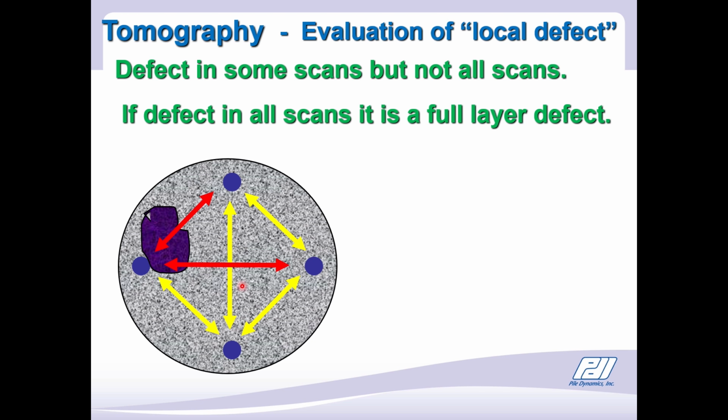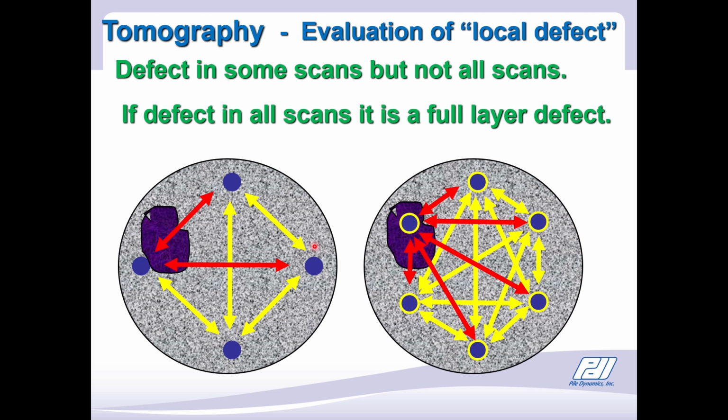There's no path interruption. The signal strength is good. So we've already determined that the defect is in this quadrant of the shaft. Of course, if we have more tubes, then we have a better definition. So the more tubes that you have, the easier it is to locate where the defect might be.